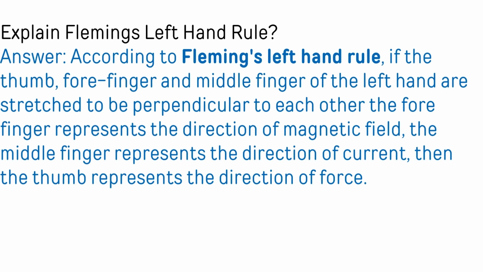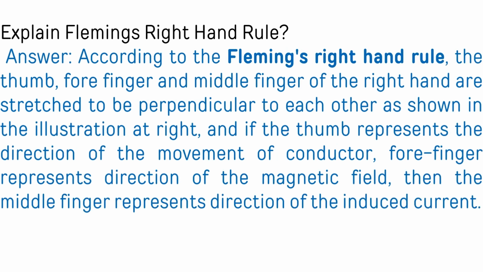Explain Fleming's left hand rule. Fleming's left hand rule says that stretch the forefinger, middle finger, and thumb perpendicular to each other. Forefinger represents the direction of magnetic field, middle finger represents the direction of current, and the thumb represents the direction of force.